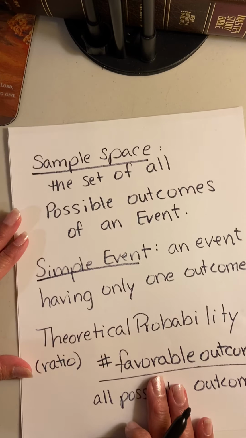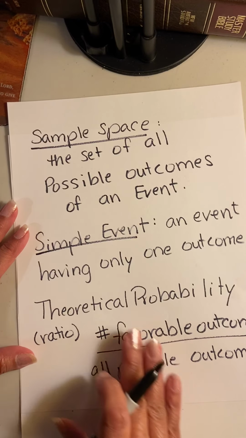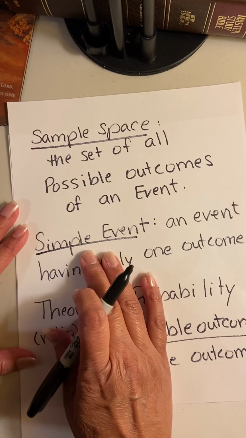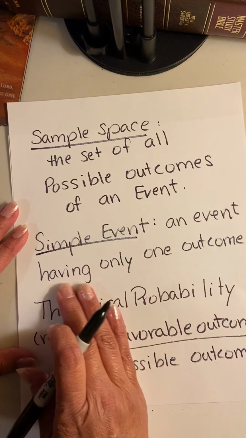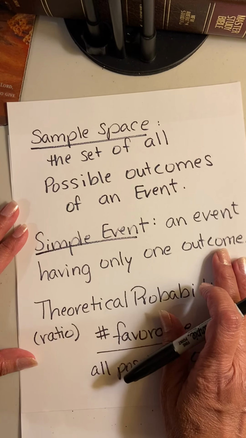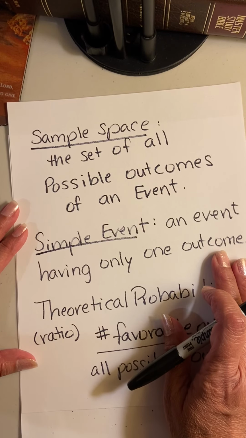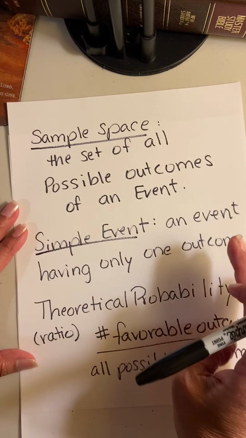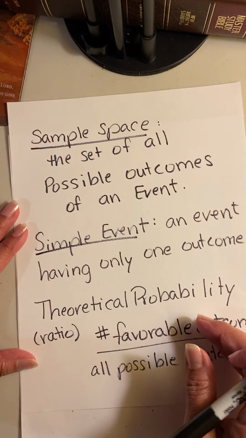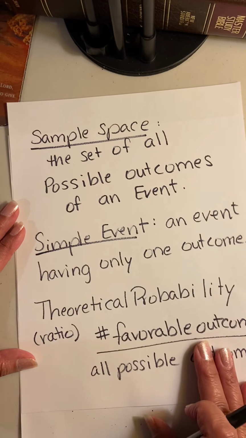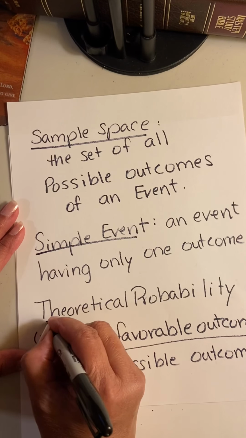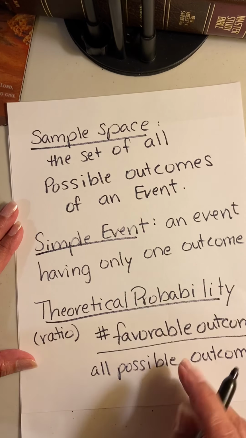The next vocabulary word is simple event. I wanted to define it as an event that has only one outcome. A simple event is flipping a coin, spinning a spinner, rolling a die. Those are simple events. One thing can happen.